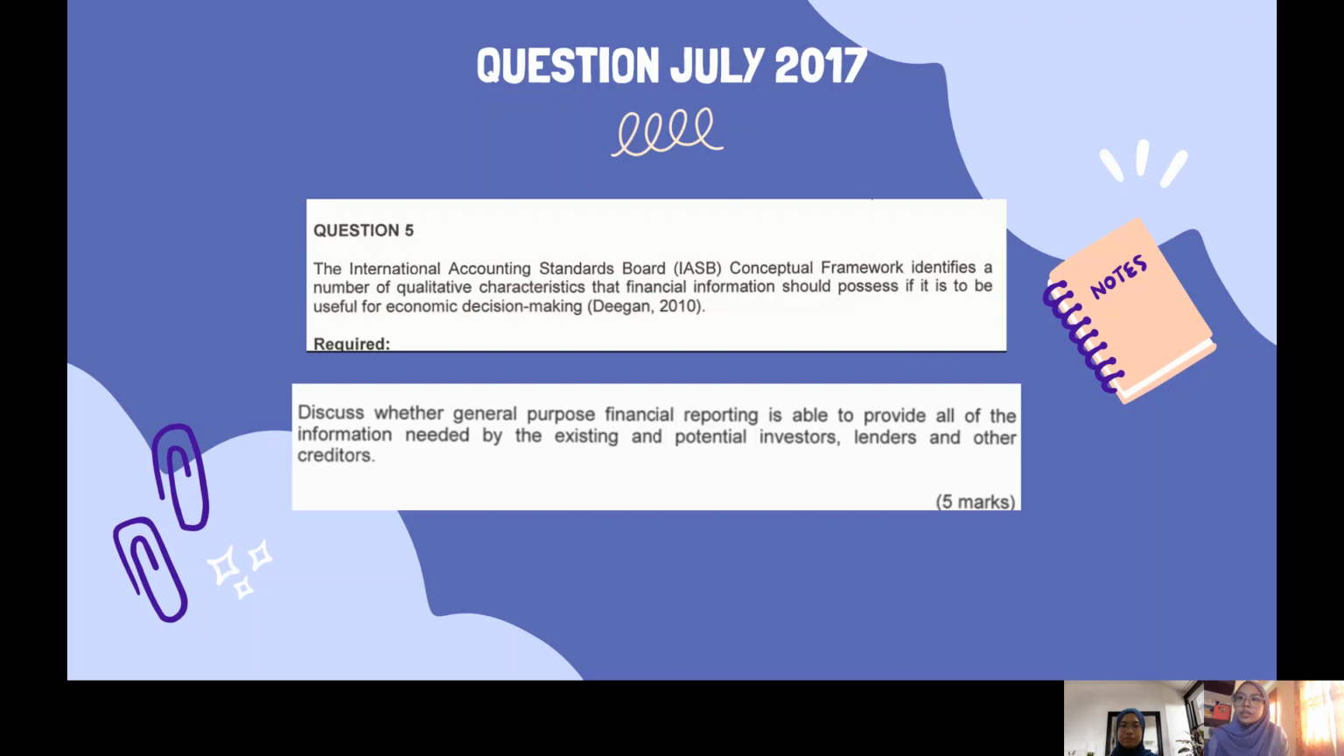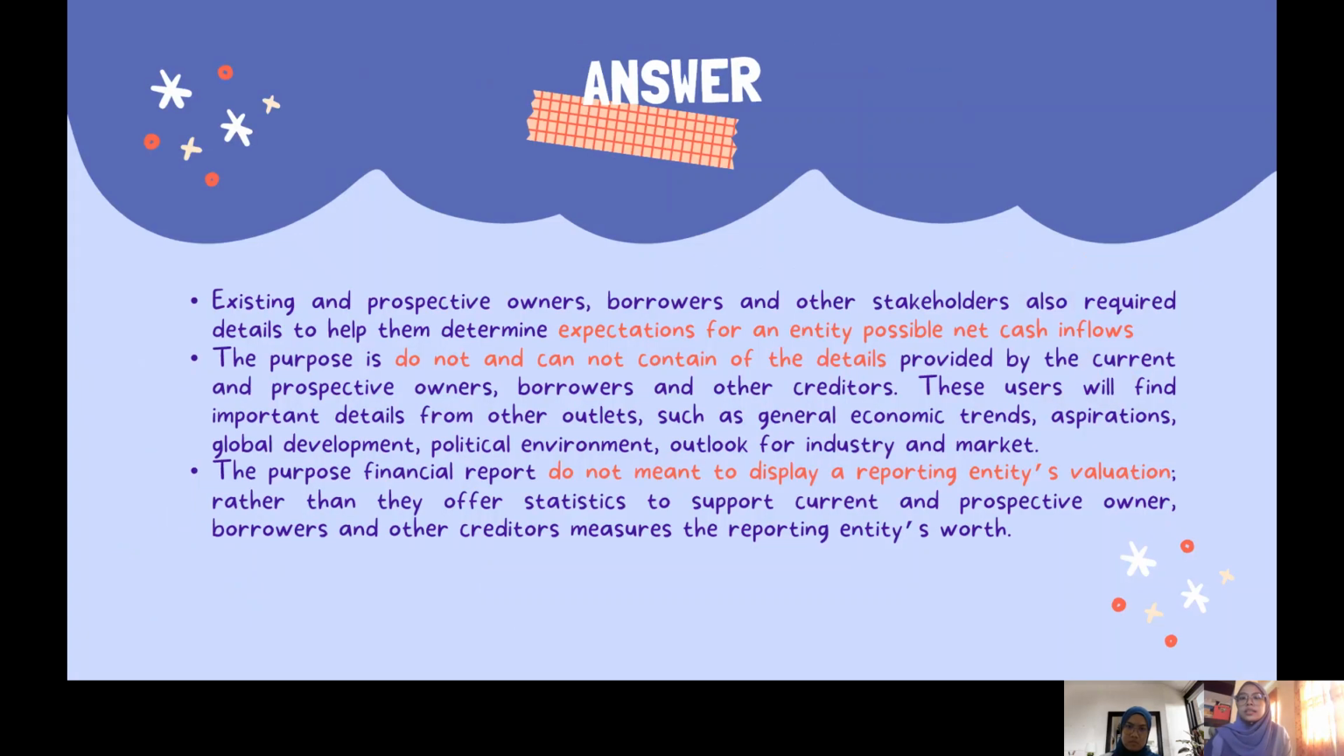Okay, this is the question from July 2017, UiTM. Question 5: the International Accounting Standards Board (IASB) conceptual framework identifies a number of qualitative characteristics that financial information should possess if it is to be useful for economic decision making. The question is: discuss whether general purpose financial reporting is able to provide all of the information needed by existing and potential investors, lenders, and other creditors. Next slide, the answer.